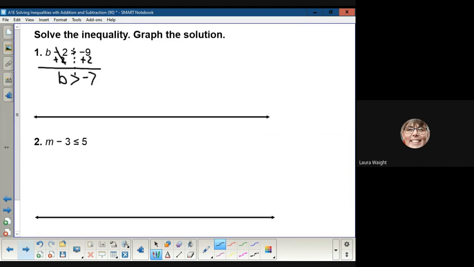Throwing this on a number line, we've got negative 7 here. What's smaller than negative 7 is negative 8. Bigger is negative 6. There's going to be an open dot at negative 7 because that's our critical value and it's strictly greater. And then b is bigger than negative 7, so we'll make our arrow go that way.